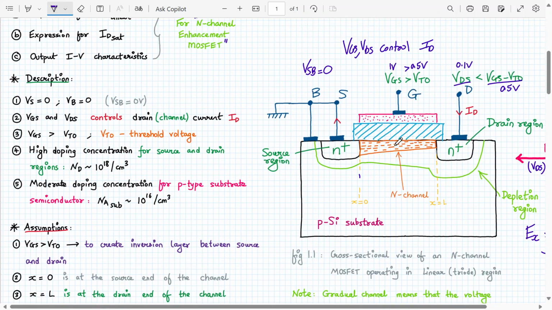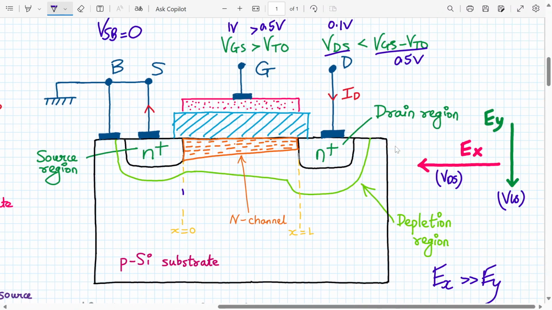So what we are saying is these electrons which are entering from the source terminal to the channel and then reaching towards the drain terminal are under the influence of Ex electric field only, not under the influence of Ey, because Ey has already done its job of creation of the inversion layer. Now it's the job of the lateral electric field Ex to take these electrons from the source terminal to the drain terminal, hence constituting current. So these are the various assumptions for the derivation.